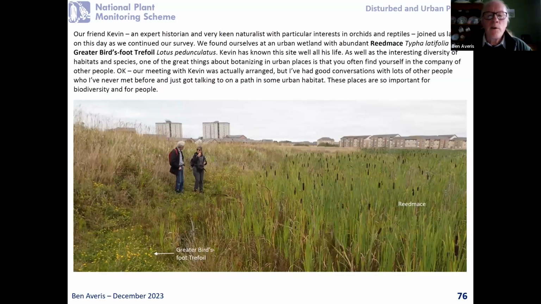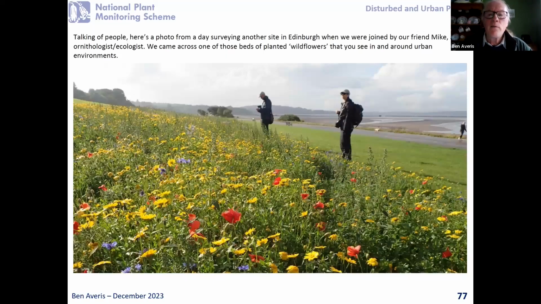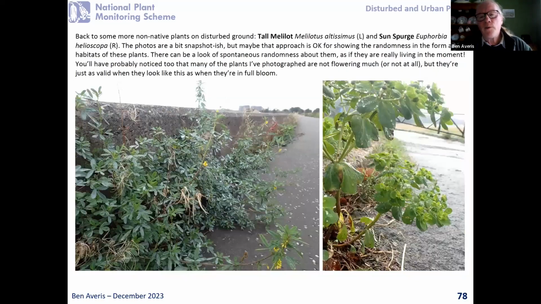Same place, just a bit further along, we met up with our friend Kevin, who's a sort of historian, really, but very keen on plants. This is all in Edinburgh, and an interesting wetland there. So great range of habitats, even at the broad habitat level, very varied. Another time we met up with our friend Mike and went out for a day looking at a site on the edge of Edinburgh, and there's some of this kind of what they call wildflower mix, which isn't really, but I suppose they look kind of attractive, but permanent pasture is obviously more ecologically better.